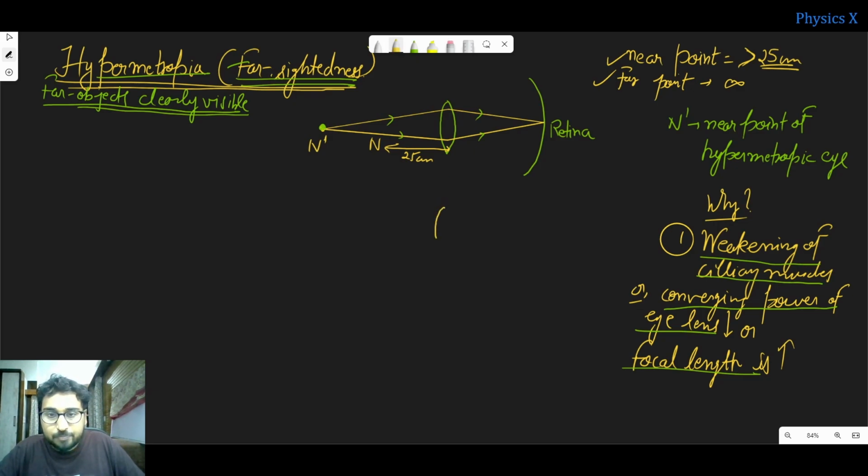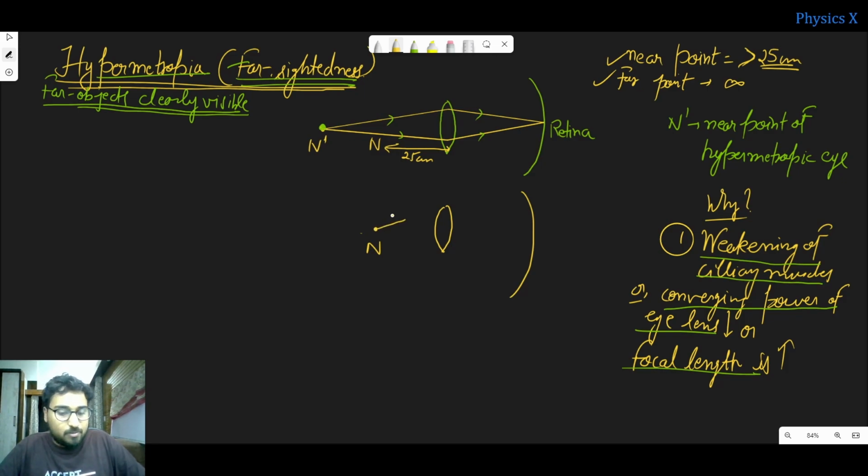Suppose this is the lens of the eye, this is your retina, right? Now this is your near point. Now suppose the object is brought further closer. Let us say it is brought to the near point of the hypermetropic eye, right? Then what happens? Now in this case, the rays will be like this.